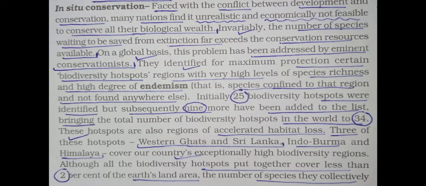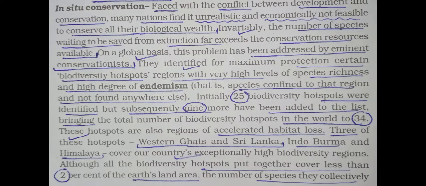Okay, what is the meaning of endemism? It is species which is found in this particular region and not found anywhere else. Okay, if we talk about the numbers, then initially 25 biodiversity hotspots were identified, but subsequently 9 more have been added to the list, bringing the total number of biodiversity hotspots in the world to 34. So at initial level 25 plus 9 added is equal to nowadays 34. So you will remember this formula, 25 plus 9 is equal to 34.